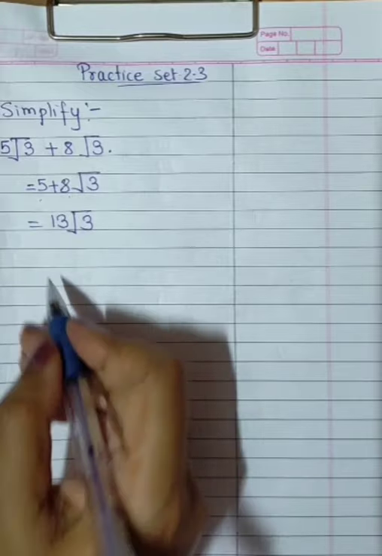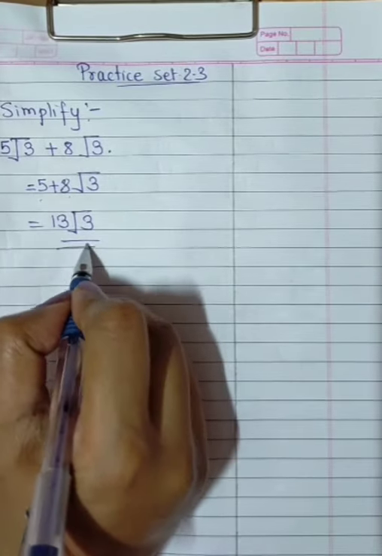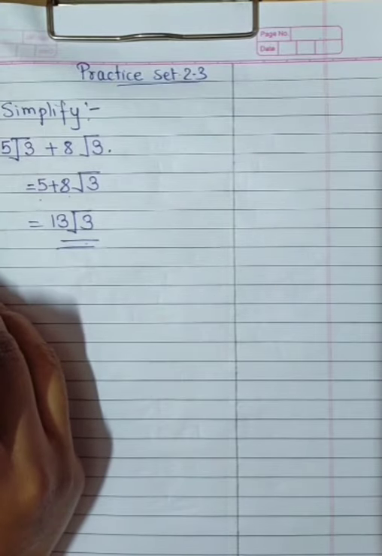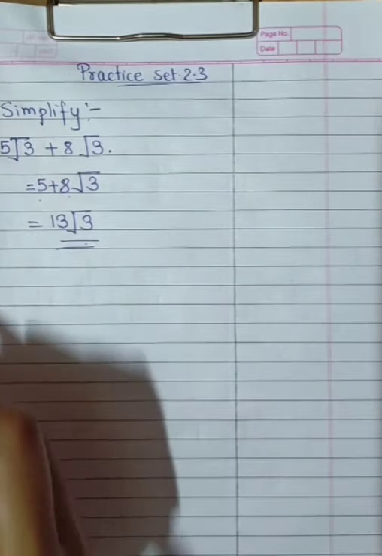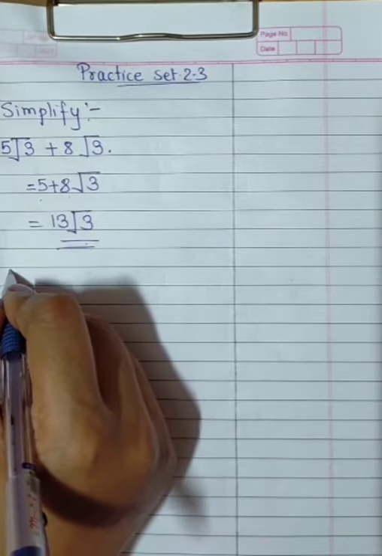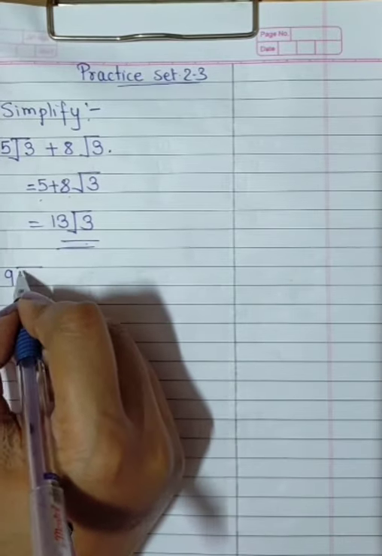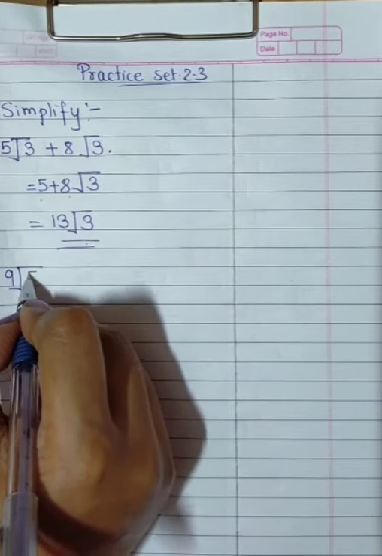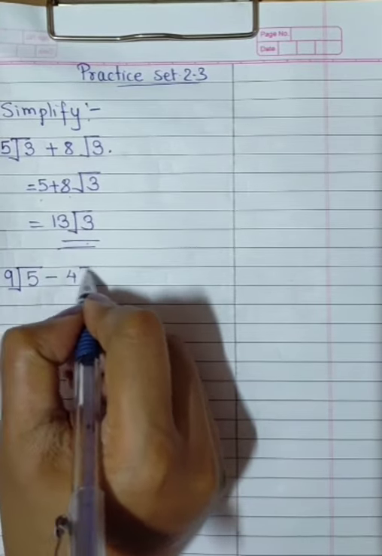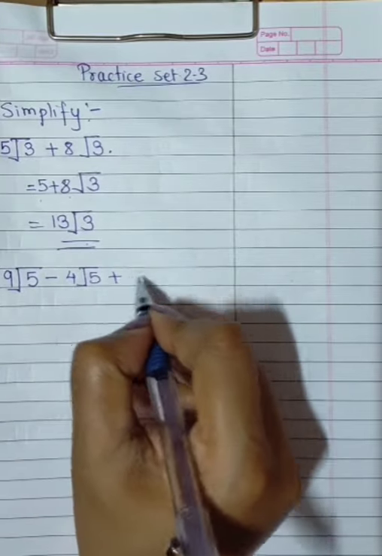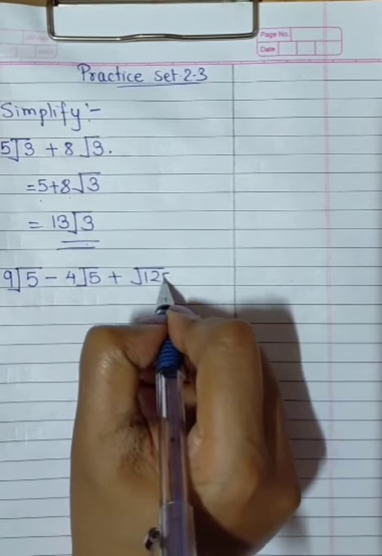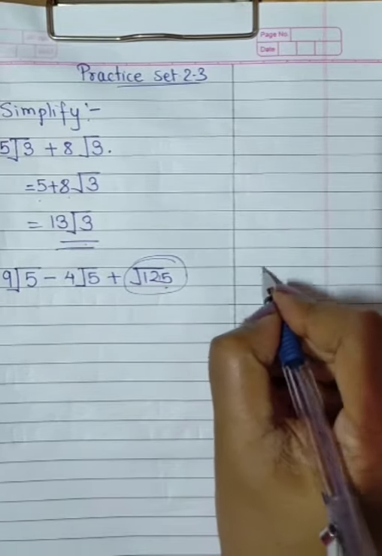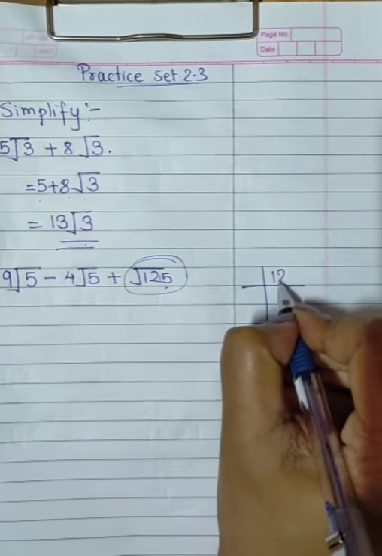Okay, this is the answer of question number 1. Okay, now we are going to solve question number 2. It is very easy, we just have to simplify. So 9 square root 5 minus 4 square root 5 plus square root 125.